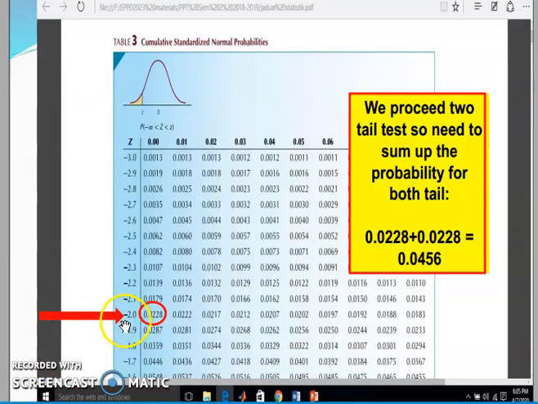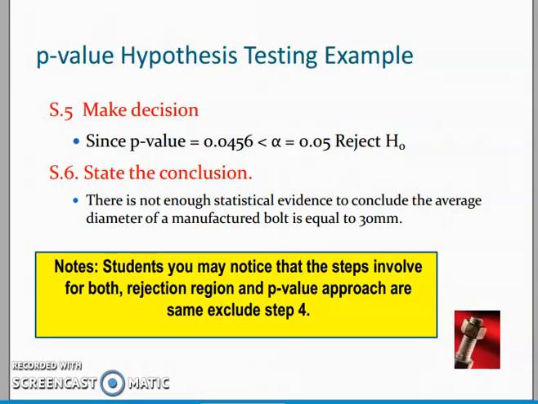From the table, we found that minus 2.0 is 0.0228. Minus 2.0000 is 0.0228. So this value is just for one tail. Since it's a two-tail test, we need to sum up both tails. So 0.0228 times 2 is going to be 0.0456.